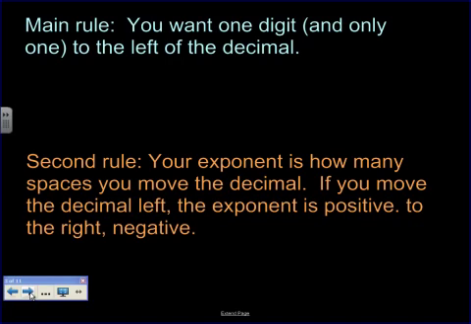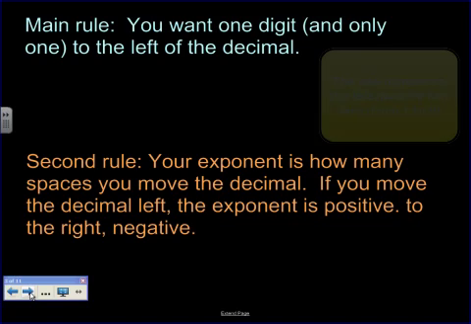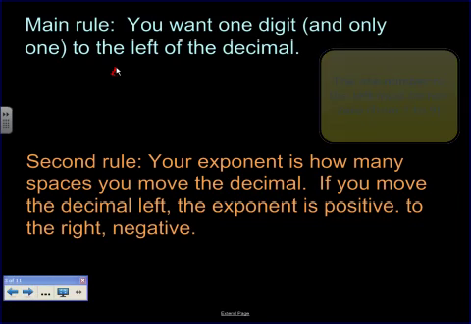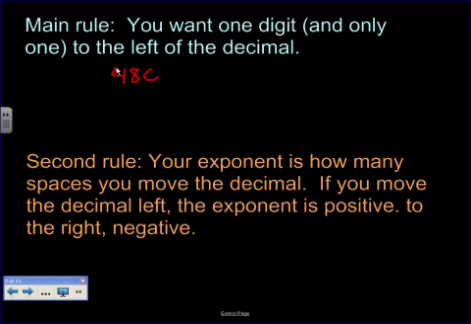The first rule is pretty simple. We basically only want one number to the left of the decimal, and this doesn't say this in the rule, but make yourself a note. It has to be a non-zero number to the left of the decimal. Wherever your decimal is, you're going to move it until there's one number to the left of it. So if we've got 480, we're going to put the decimal to the right of the 4, so the 4 is to the left of it. There's one number to the left of the decimal.